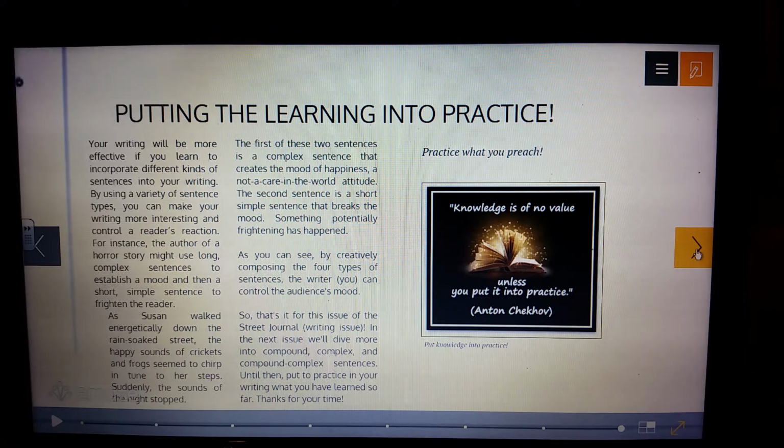Example, As Susan walked energetically down the rain-soaked street, the happy sounds of crickets and frogs seemed to chirp in tune to her steps. Suddenly, the sounds of the night stopped. The first of these two sentences is a complex sentence that creates the mood of happiness, a not a care in the world attitude. The second sentence is a short, simple sentence that breaks the mood. Something potentially frightening has happened. As you can see, by creatively composing the 4 types of sentences, the writer, you, can control the audience's mood.